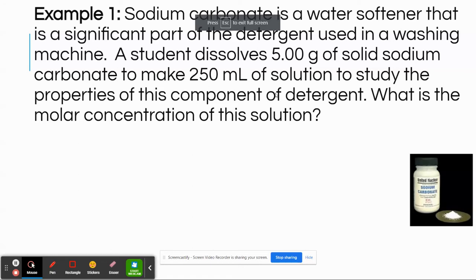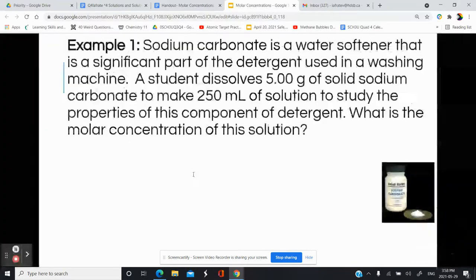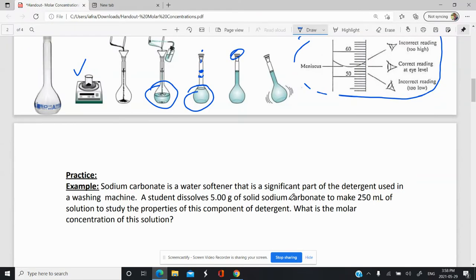All right, in this video, we're going to do some examples of molar concentration calculations and preparing solutions from a solid using the weighing method. So let's go ahead and take a look at how to do this. Let's go to example number 1.